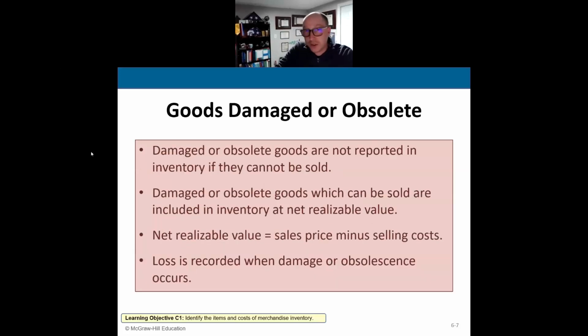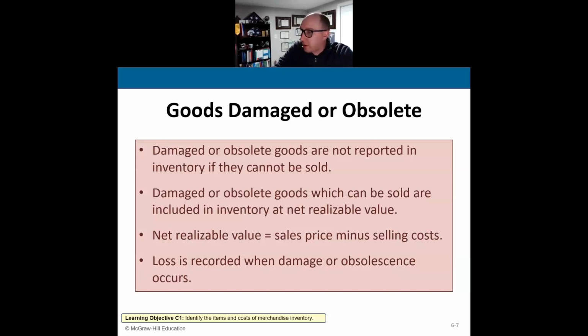And then, as we just discussed, damaged or obsolete goods are not reported in inventory if they cannot be sold. Damaged goods are damaged goods. It might be a little scratch and dent. Hey, no problem. It still works. Not a big deal. We'll still include it in our inventory. We'll probably sell it at a discount, because it's got a scratch and dent. Okay?